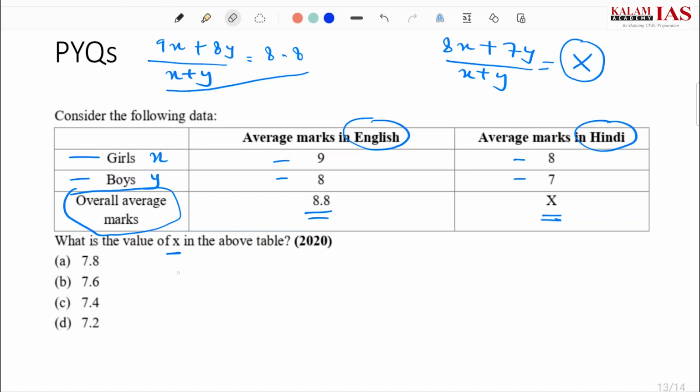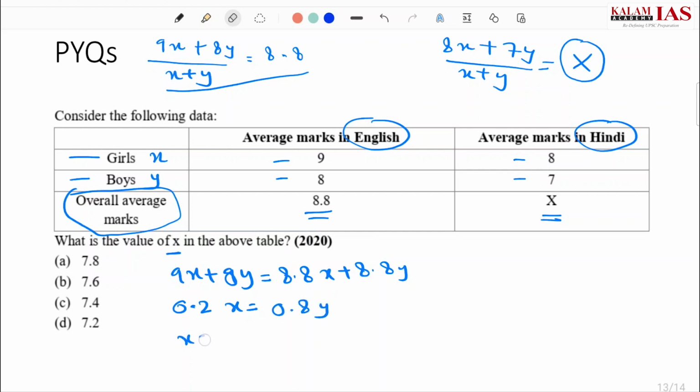Multiplying both sides, we have 9x plus 8y is equal to 8.8x plus 8.8y. Rearranging, we get 0.2x is equal to 0.8y, that is x equals 4y. We have our first relation.